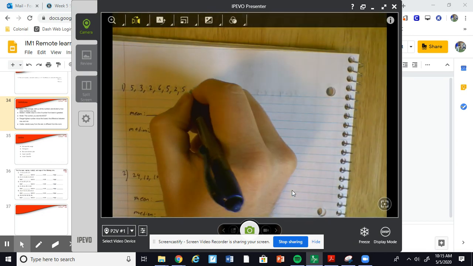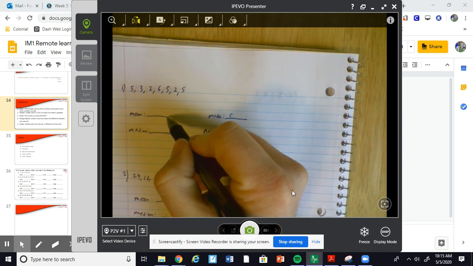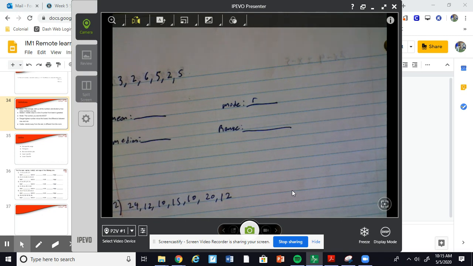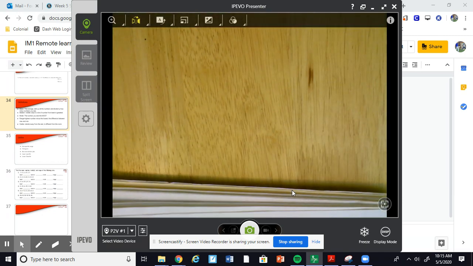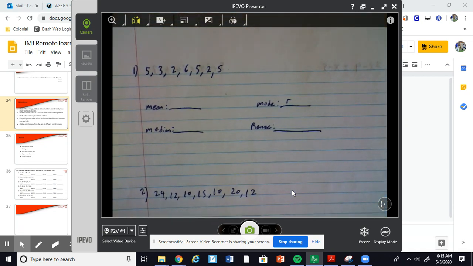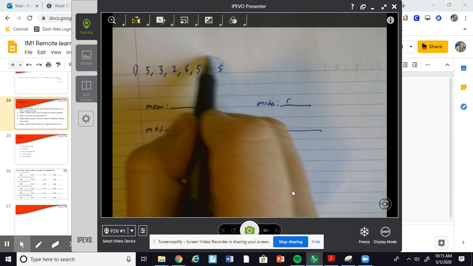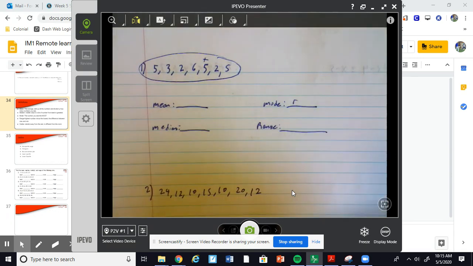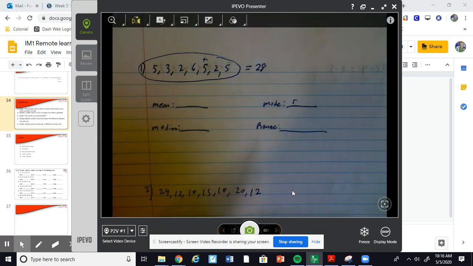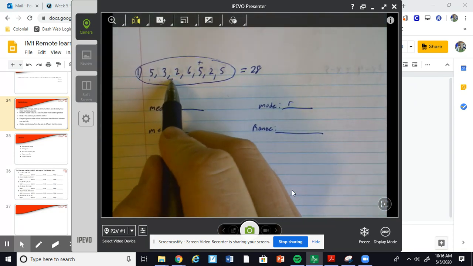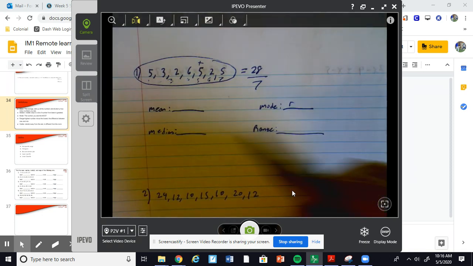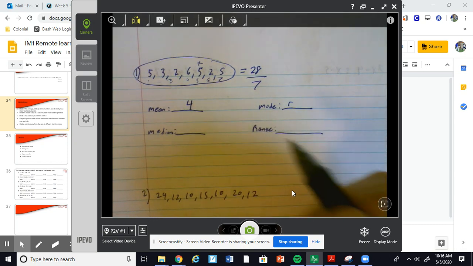So what we have is our mean here for this question. Sorry, let me zoom in on this one for you a little bit. Okay. So what we want to do is add up all the terms together, which is going to get me 28. And then, since I see there's 1, 2, 3, 4, 5, 6, 7 numbers, I have to divide by 7. So that will get me 4.